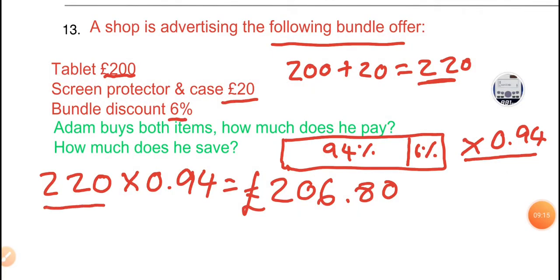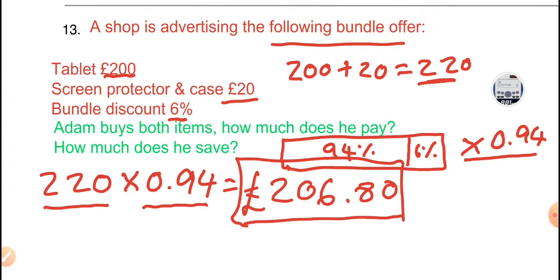So the original price was £220. Because we decreased it by 6%, the decimal multiplier 0.94, and when you multiply the two together, the answer is £206.80.